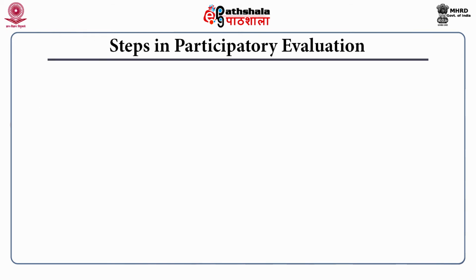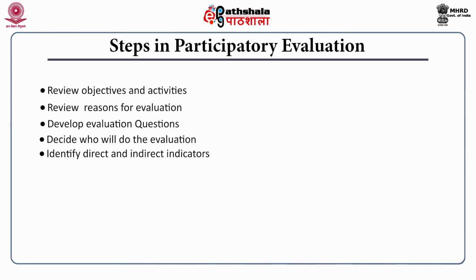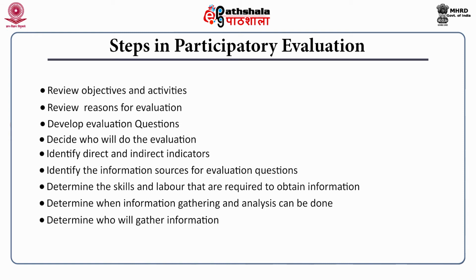Steps in participatory evaluation: review the objectives and activities, review the reasons for evaluation, develop evaluation questions, decide who will do the evaluation, identify direct and indirect indicators, identify the information sources for evaluation questions, determine the skills and labor that is required to obtain the information, determine when information gathering and analysis can be done, determine who will gather information, analyze and present the results.